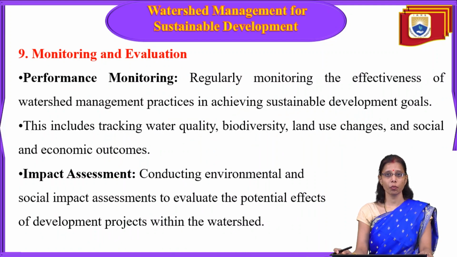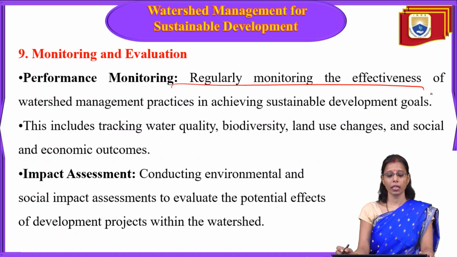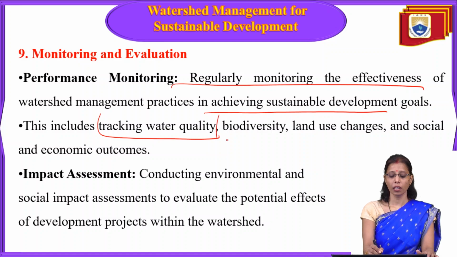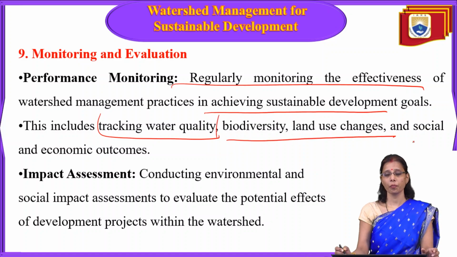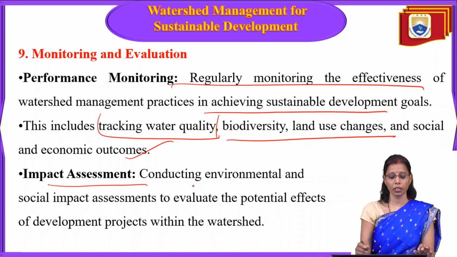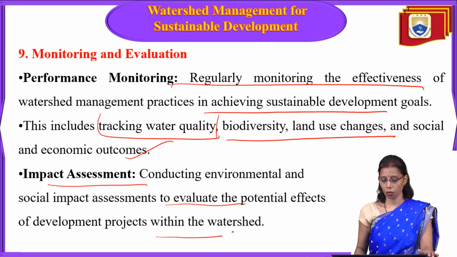Monitoring and evaluation. Performance monitoring: regularly monitoring the effectiveness of watershed management practices in achieving the sustainable goals. This includes tracking water quality continuously, biodiversity, land use changes, and social and economic activities. Impact assessment: conducting environmental and social impact assessments to evaluate the potential effects of development projects within the watershed.